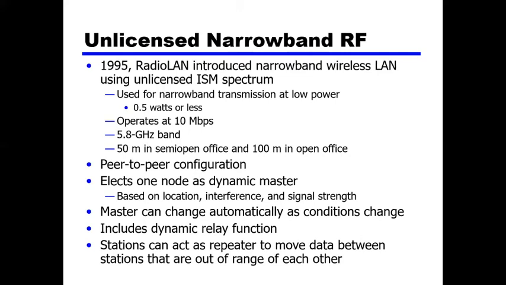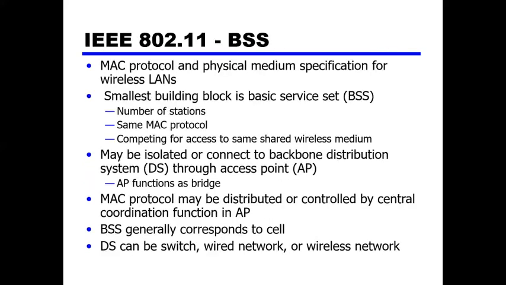Peer-to-peer configuration. The connectivity for the unlicensed narrowband radio frequency is the peer-to-peer configuration. Elect one node as dynamic master based on the location, interference, and signal strength. Master can change automatically as conditions change. Implement dynamic relay functions. Then station can use the repeater to move data between the stations that are out of range of each other.